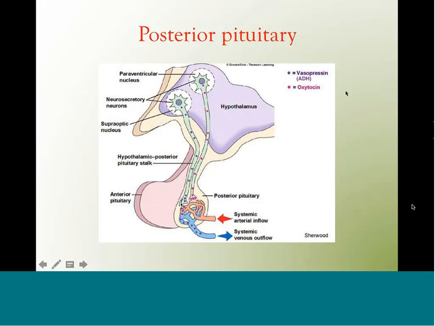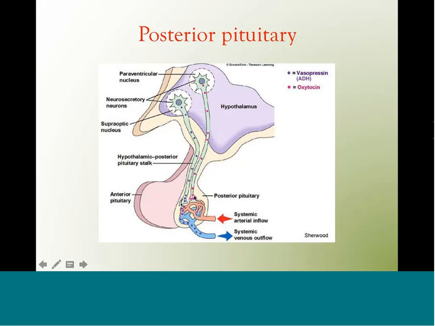We're going to be talking about the posterior pituitary. The posterior pituitary gets its innervation and neurohormones from the hypothalamus, specifically the parvocellular nucleus of the hypothalamus, which is over here. It makes both vasopressin, which is also called ADH or arginine vasopressin, AVP, and also the hormone oxytocin. These go down, and some of it, especially oxytocin, also comes from the supraoptic nuclei. It goes down the hypothalamic posterior pituitary stalk until it gets to the posterior pituitary.